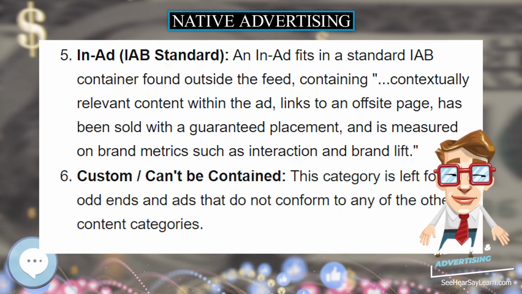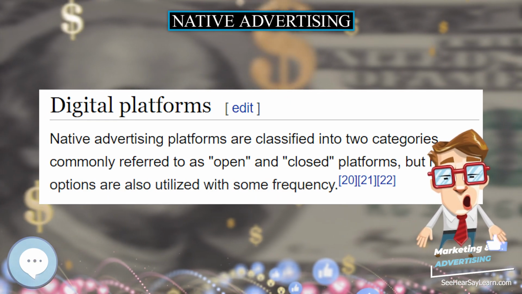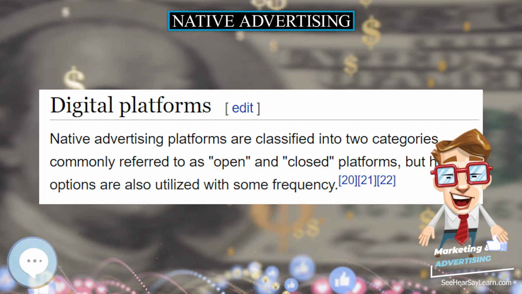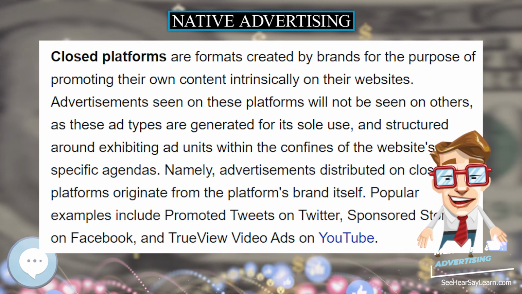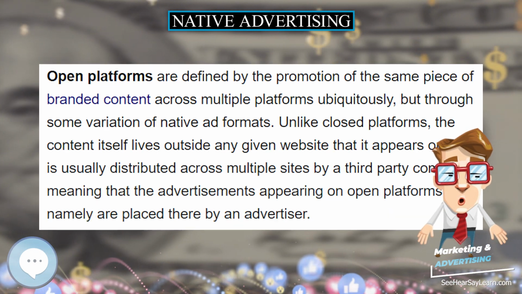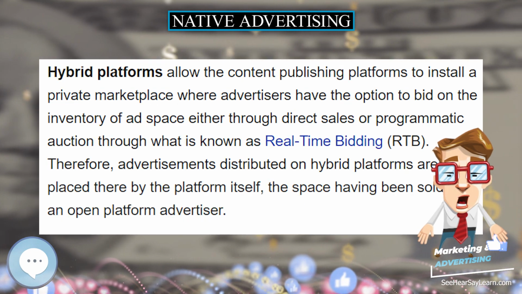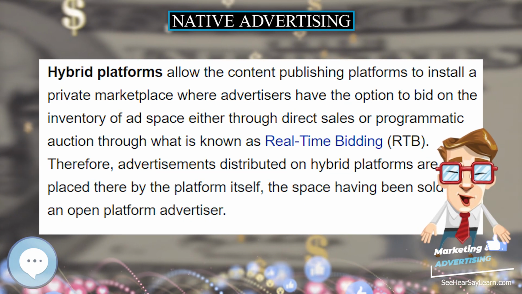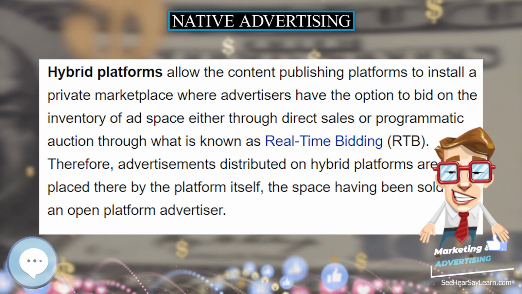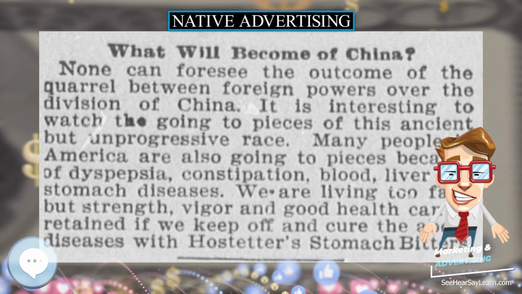Hybrid platforms allow the content publishing platforms to install a private marketplace where advertisers have the option to bid on the inventory of ad space either through direct sales or programmatic auction through what is known as real-time bidding, RTB. Therefore, advertisements distributed on hybrid platforms are placed there by the platform itself, the space having been sold to an open platform advertiser.